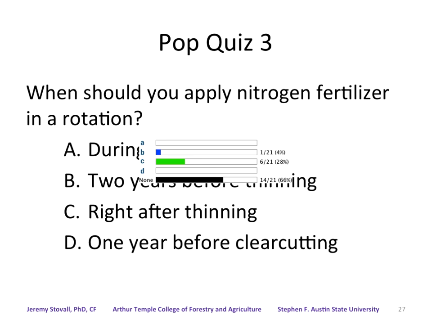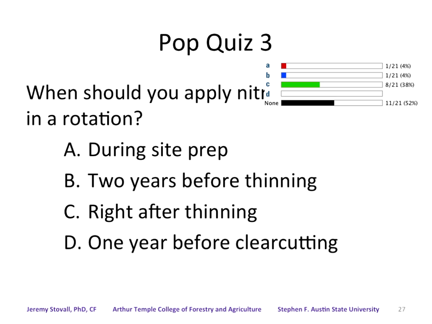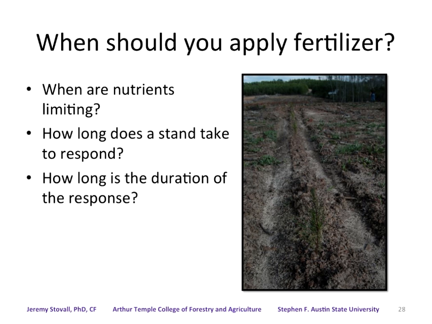Okay, so it looks like the vast majority of folks here are voting for C, with one choice for A and one choice for B. So let's go look at a little data that can help us tease out the answer to this one a little bit more. So the broad question, when you should apply fertilizer, we can really split that into 3 key components. First, when are nutrients limiting? If nutrients aren't limiting at that point in the rotation, we don't need to be applying fertilizer.